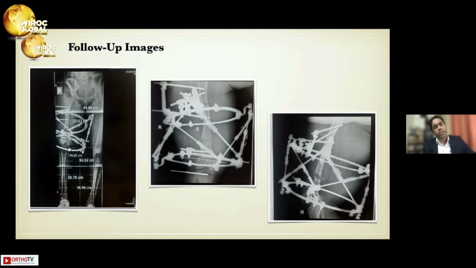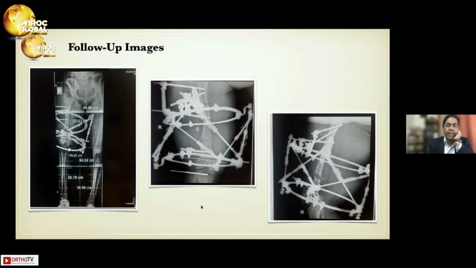So we have used the 6-axis correction system in this child, as the child was having the limb length discrepancy as well as the other rotational and coronal plane malalignment. So we need to correct everything at a time. So we have decided to use the 6-axis correction system.